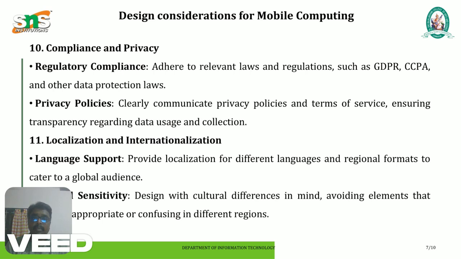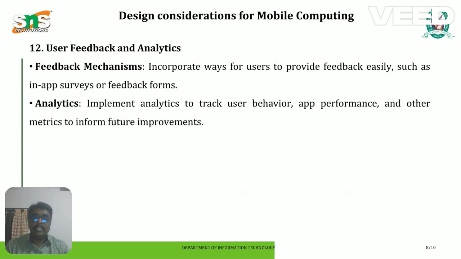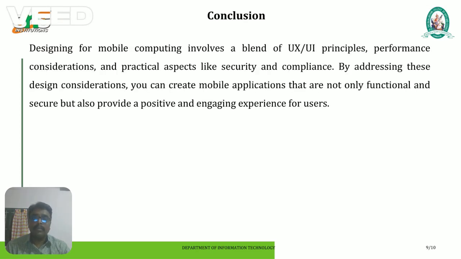Next comes compliance and privacy. We need to provide proper compliance and privacy policies so that they are managed by the user in an effective way. And we need to provide localization and internationalization, where the customer is able to use the mobile in his own native language or mother tongue. That is also highly recommended and liked by different users. Next, a proper feedback and analytics mechanism should also be employed so that issues are properly recorded and solved.